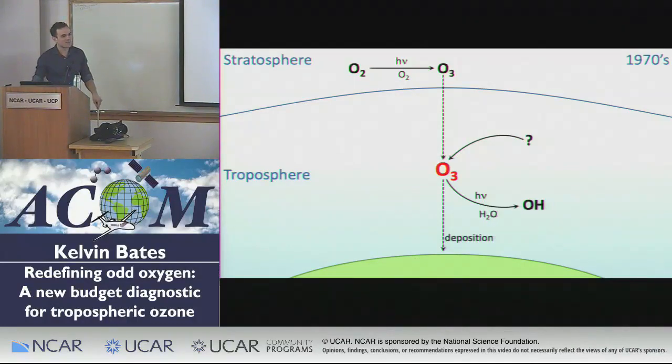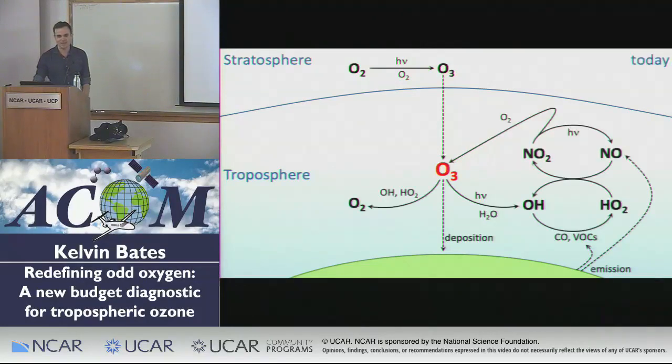And so the next few decades went towards finding some of those mechanisms that would form ozone in the troposphere, and we get to the view of tropospheric ozone that we have today, which is mostly this. There are some complications to it, but it's not too bad.